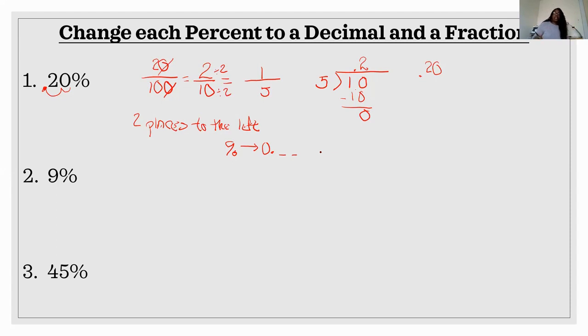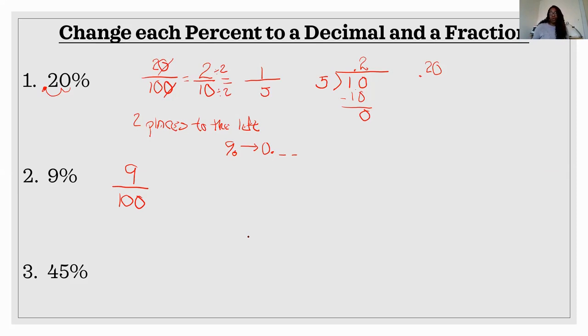All right, so let's take a look at number 2. You're probably saying, well, Ms. Codner-Gibson, it's 9%, there's no 2 places, it's just 1. Well, let's take a look. Even though it's a single digit, it's always going to be over 100. Remember, percent is per 100. So 9 100ths can't be reduced.